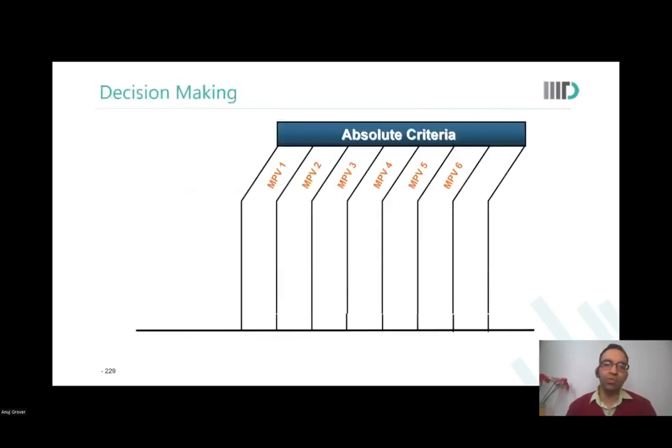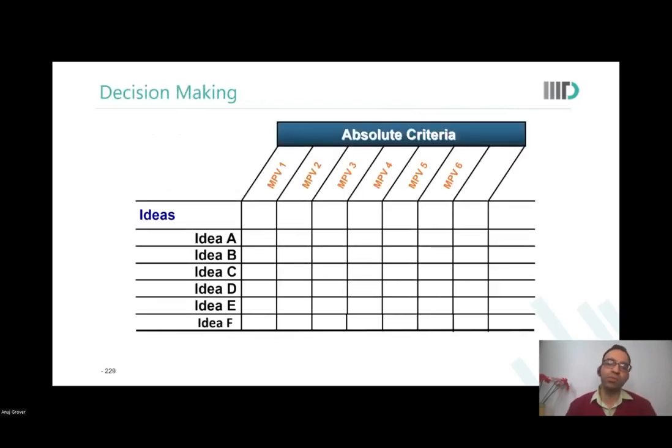So what we do then is, for the absolute criteria, we list down those MPVs. And we list down the ideas, various ideas through which we could implement it. These could be directly competing solutions, or you could have read a patent, or you could have just thought of an idea as a group, brainstormed. You list the ideas over there. Very simply, you put tick marks to ideas which meet all the requirements.